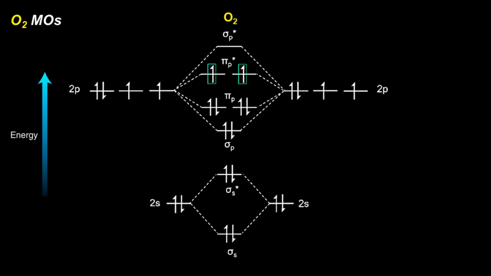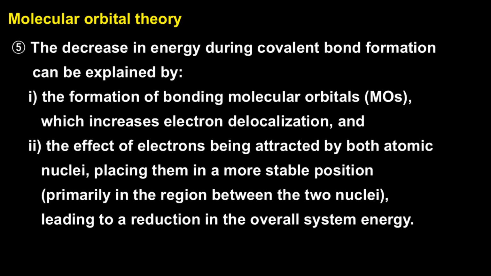So by looking at the molecular orbital diagram, we can understand not just how oxygen bonds, but also why it behaves the way it does magnetically. And the same idea applies to other molecules too. MO theory gives us a powerful way to predict molecular stability, reactivity, and even magnetic behavior.